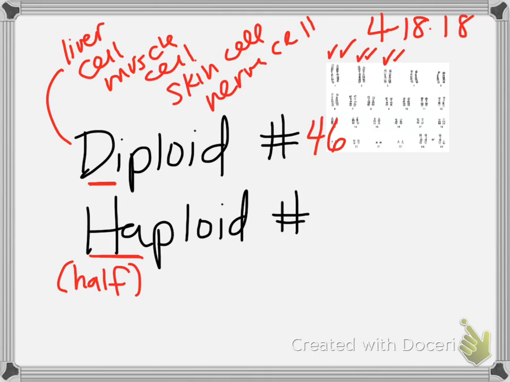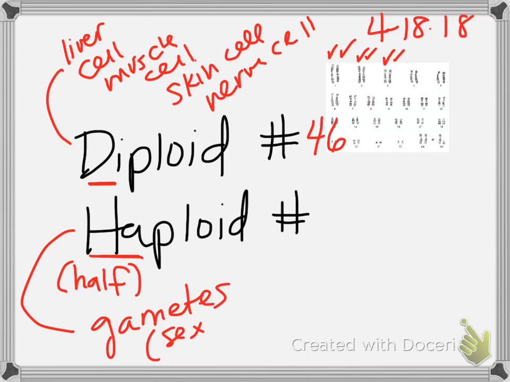Guess what kind of cells in animals are haploid? Talk with one another. What kind of cells would be haploid cells? So, eggs and sperm. Now, we have other names for those. Eggs and sperm are technically called gametes, which is informally known as sex cells.